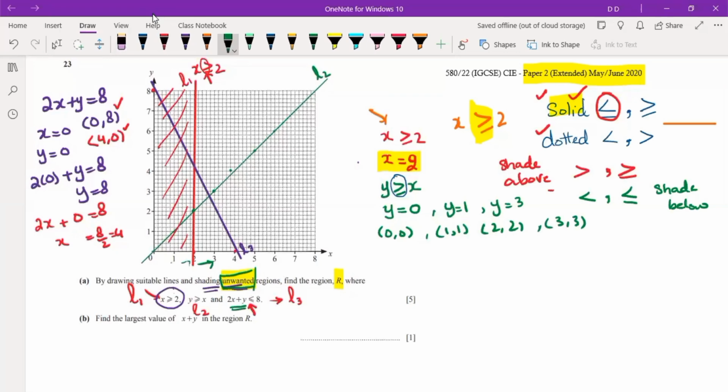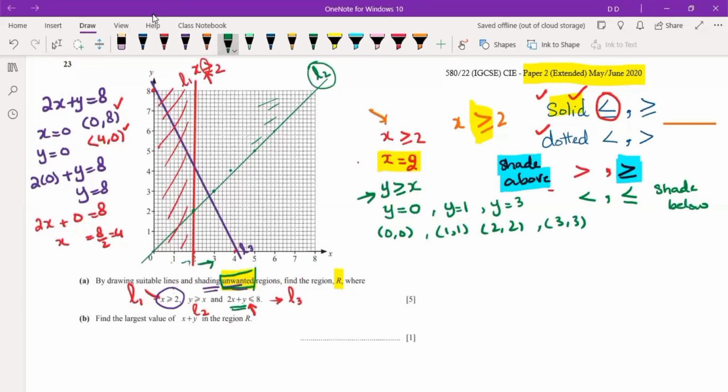Line number 2 is y is greater than and equals to x, right? So again, this sign is telling us greater than and equals to. Because of this equals to, we got to know which side to shade. We have to shade above the line. Here we can observe that this is the line, and the above section of the line is this one.